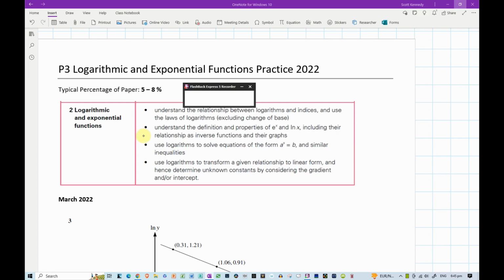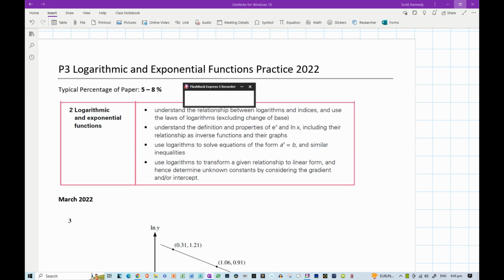So change in y over change in x. So I'm going to go 1.21 minus 0.91, and then I'm just going to pop that over 0.31 minus 1.06. And so that will give me, when I rearrange that, n equals, I was getting 4/5 when I rearranged that.